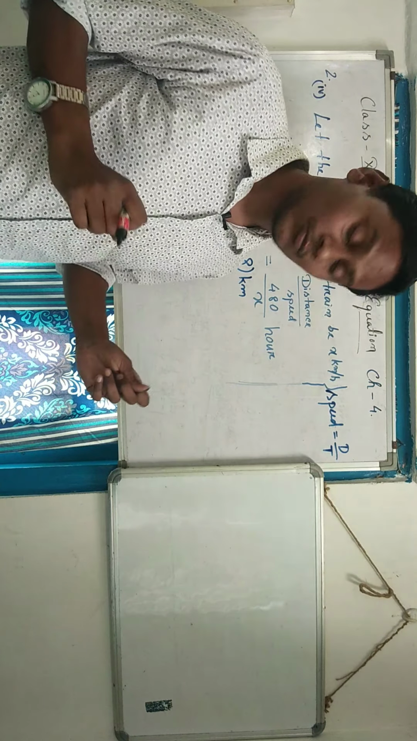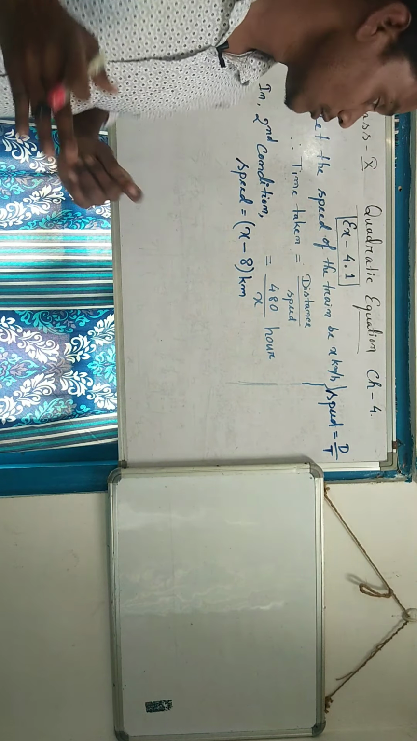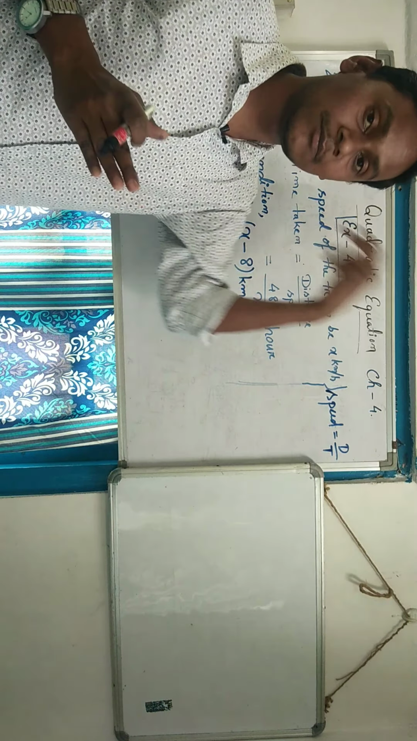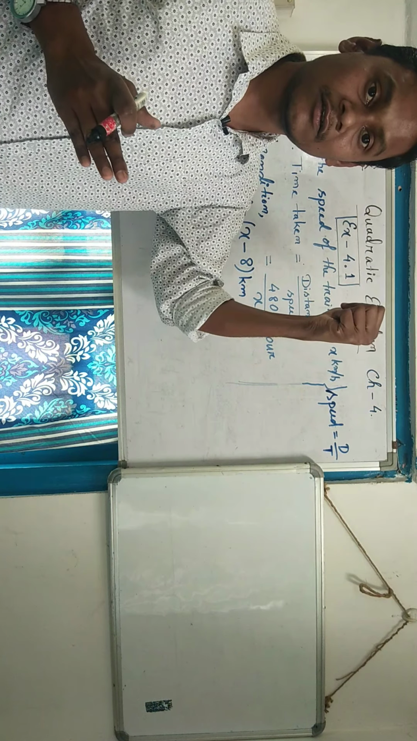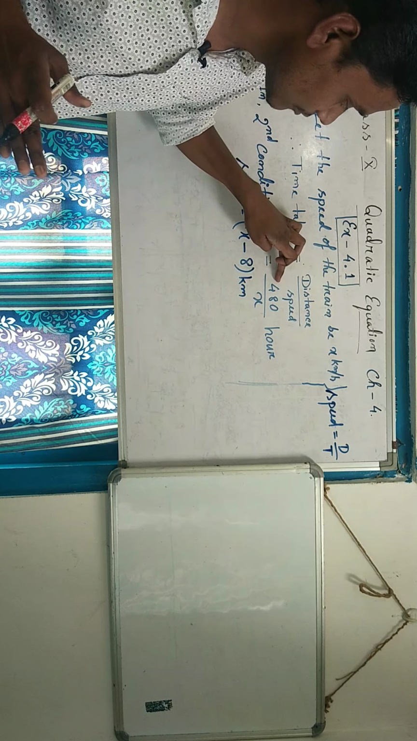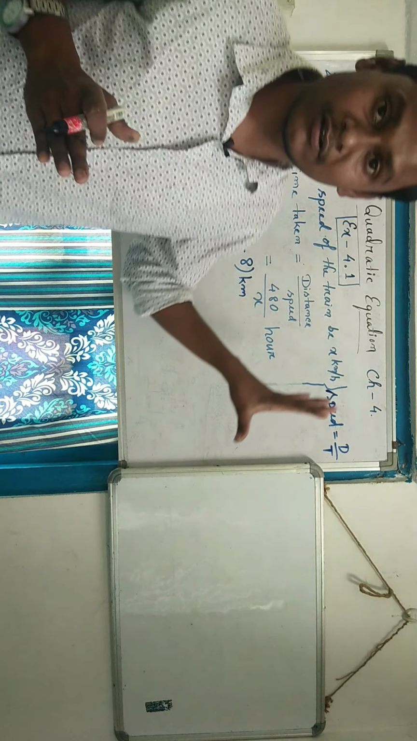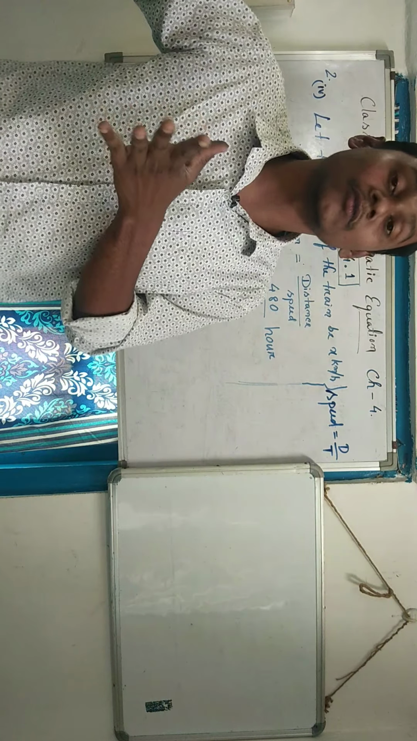Now time. What about the time? They told that it takes 3 hours more. That means whatever previous time the train needs, compared to that it takes 3 hours more. What is the previous time? The train needs 480 by x hours. Now it will be needing 3 hours more.